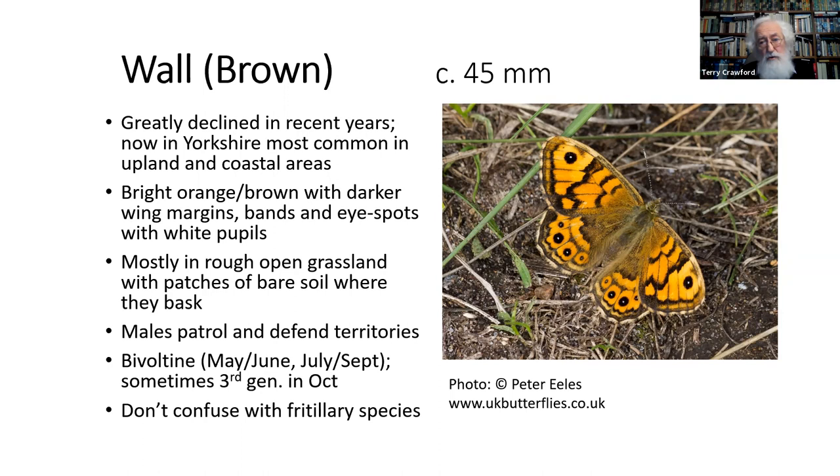Now, you're really only likely to find it easily on higher ground or in coastal regions. It's a shame because it's a really lovely butterfly. I want to emphasize that it's got an eye spot with a white pupil in it, because some people, if they're not careful, will think they've seen a fritillary, and fritillaries don't have an eye spot like that. It occurs in rough grassland, particularly where there's bare patches where it likes to rest and bask in the sunshine.